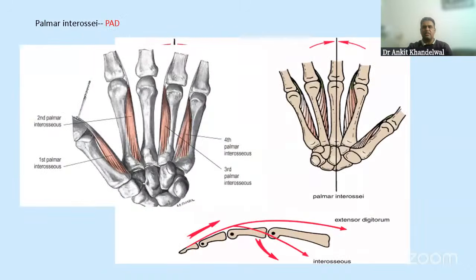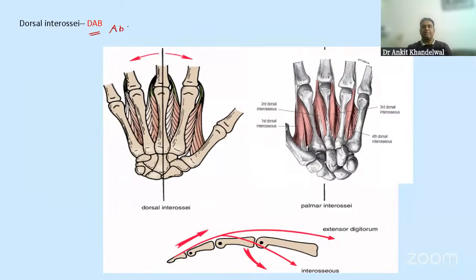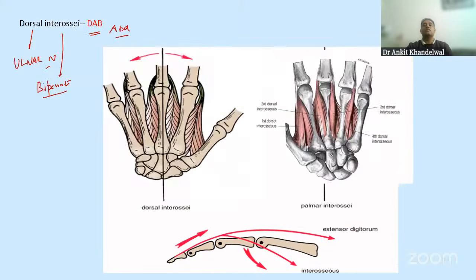Okay. In the image over here, just to show you the flexor tendons. Just remember the palmar interossei PAD over here, because it causes adduction of the fingers, supplied by the ulnar nerve because they are hand muscles. These are the long flexor tendons over here. Dorsal interossei DAB causes abduction, again supplied by the ulnar nerve. And the dorsal interossei are bipinnate. They are more powerful than the palmar interossei, which are unipinnate. Look at the muscles, look at the double-edged sword. It's like a leaf, right? So that is what bipinnate actually is.